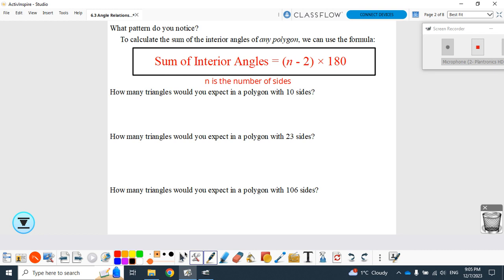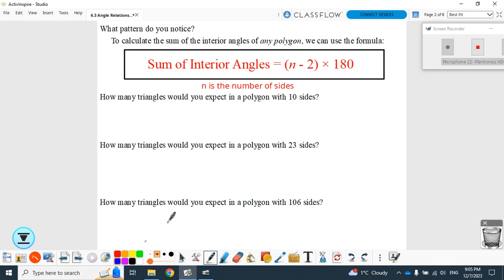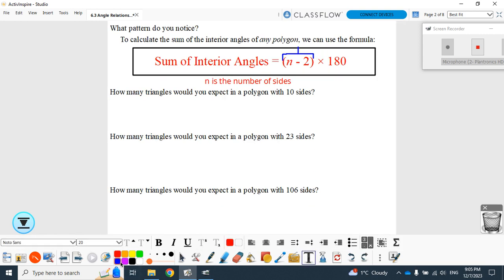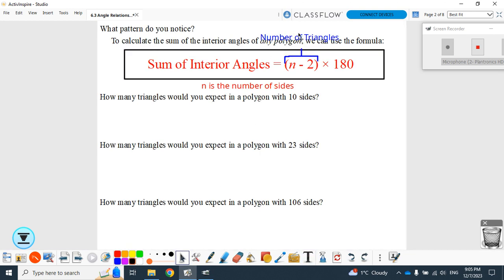Because this n minus 2 piece right here, like the number of sides is n, but n minus 2 is the number of triangles, right? Let me just type that in. Number of triangles, and we'll get that in blue, so it's very obvious. Yeah? Perfect. N minus 2 is the number of triangles. We multiply that by 180, of course, and that'll give us the sum of the interior angles.